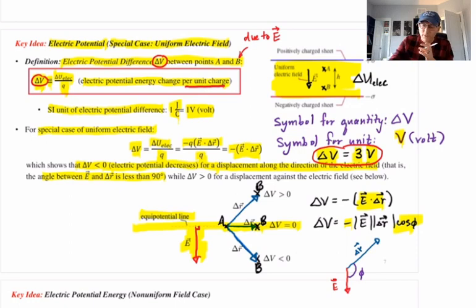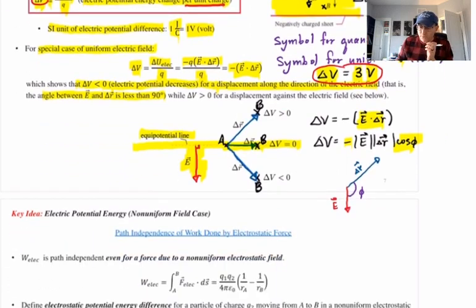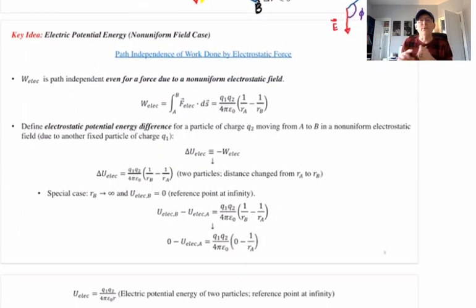But let me go ahead and now give you a little bit of an introduction to a situation where I don't have a uniform electric field to deal with. But I'll just talk about electric potential energy right now, and I'll talk about a non-uniform field case. And the most straightforward situation when we have a non-uniform electric field is when I have a point particle somewhere.